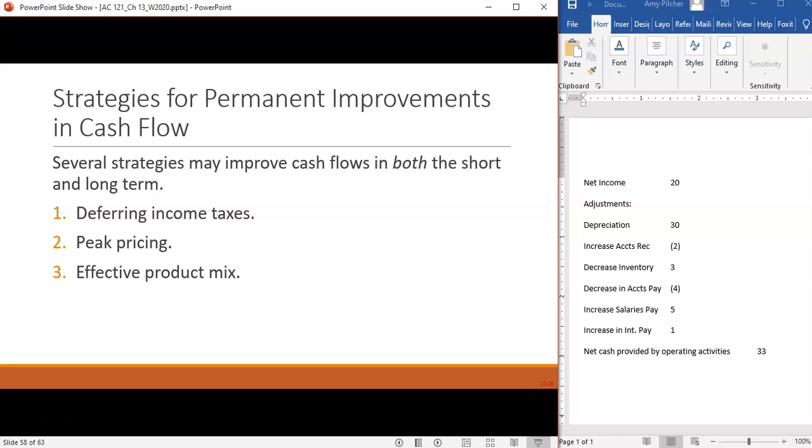And then the third thing is an effective product mix. By selling products that complement each other, if you look at your economics terms, products that complement each other so people are more likely to purchase them together, we can increase the amount of cash flows that we receive from not just one product, but multiple products.